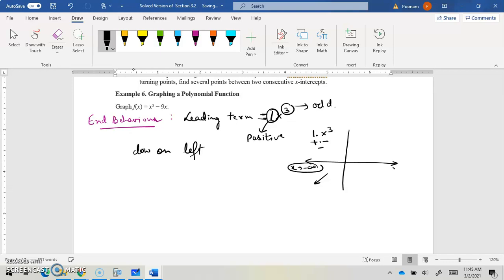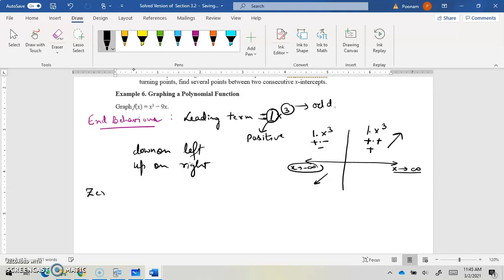What happens when x approaches infinity? Leading coefficient is 1 times x cubed. This is positive. X is a positive number, so positive raised to power 3 will be positive too. So the answer is positive. So the graph is going up on the right side. So that is your end behavior.